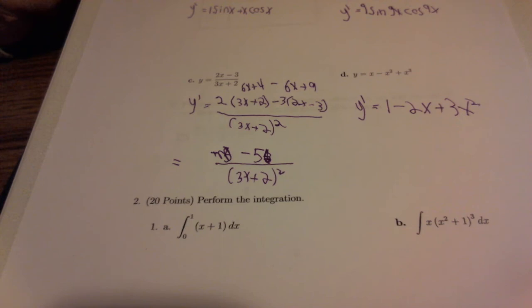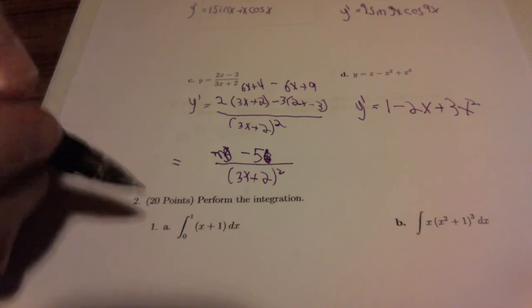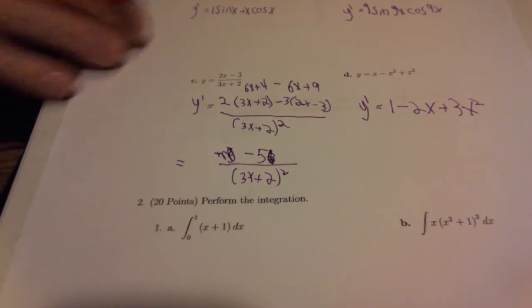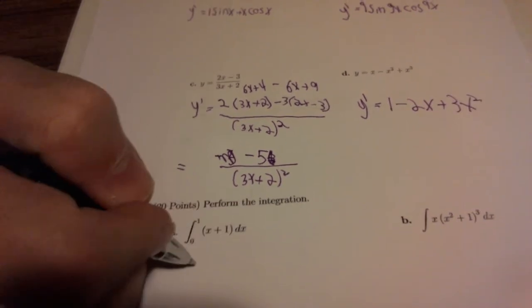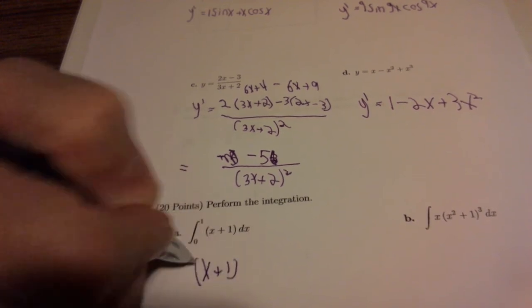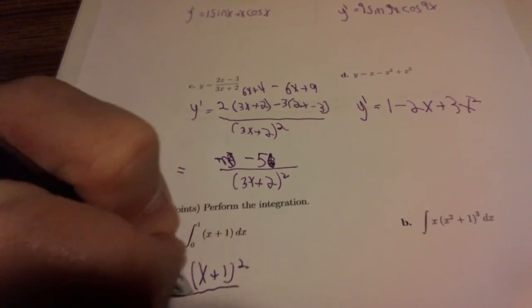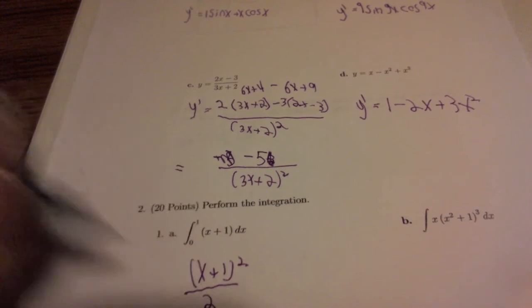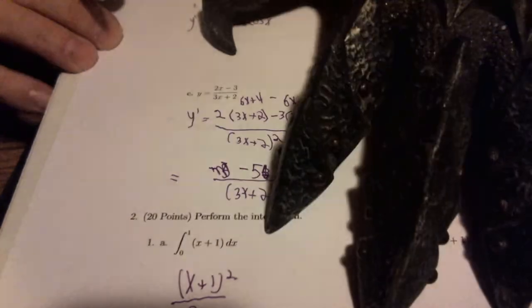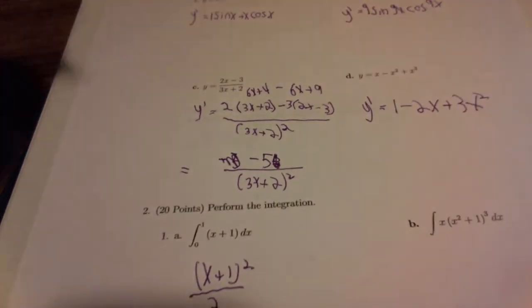This is just the integral 0 to 1. This is an easy integral, isn't it? Isn't it just x plus 1 to the second over 2? I did the chain rule. Is that okay? It is okay because the derivative of the inside is 1. Still have to evaluate.